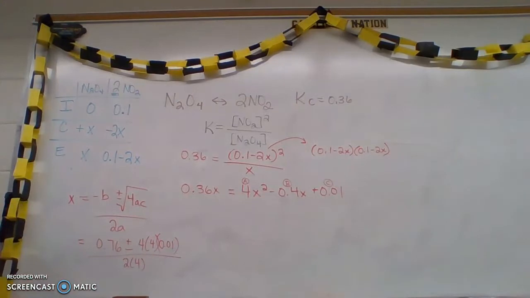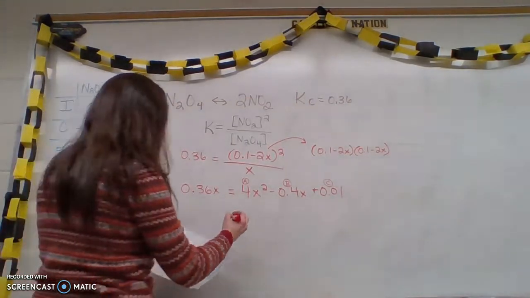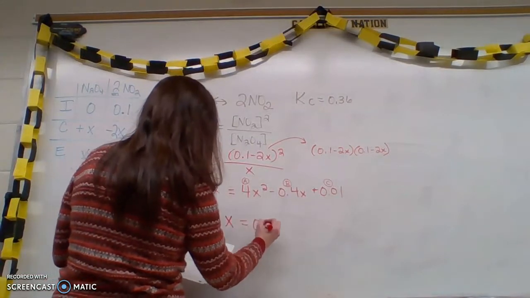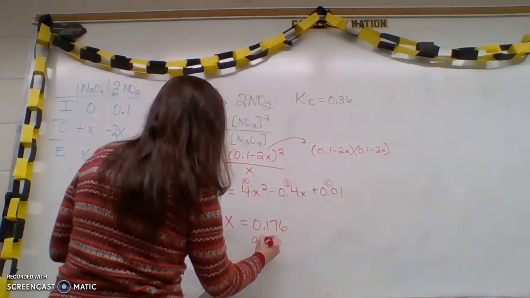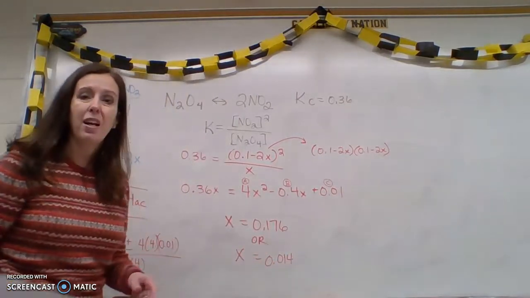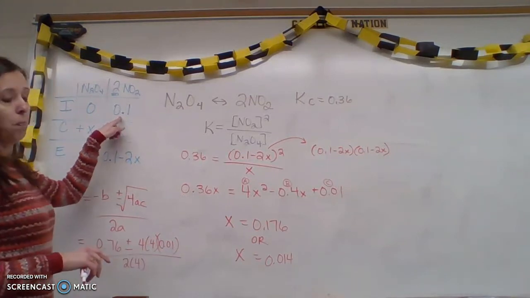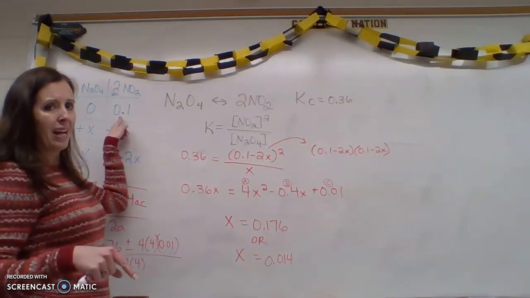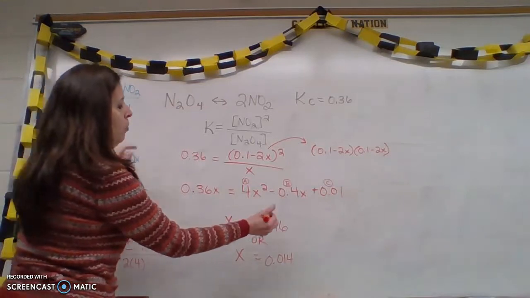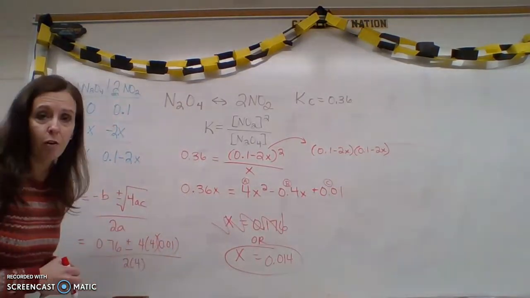Now, when I solved that both times, once for adding, once for subtracting, I got x equals that, or x equals that. All right? Because we are super math students and super scientists, if you start with 0.1, you can't react more than that. This is more than 0.1. So that can't be the right one. So that has to be the value for x.